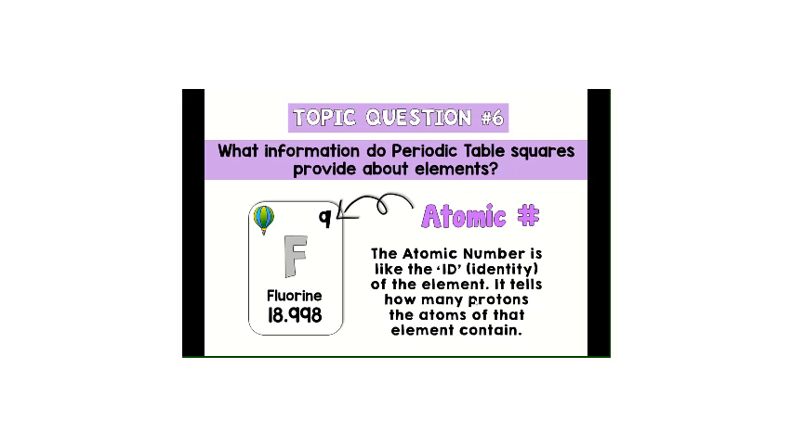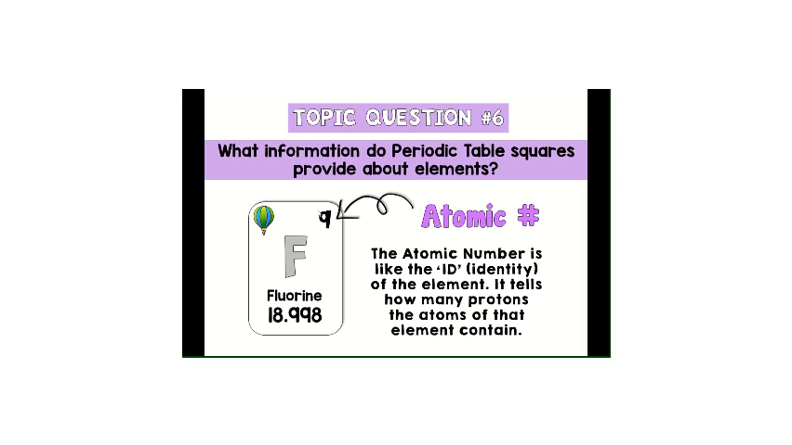So here we have fluorine, and this is really important. This number, your atomic number, tells you how many protons an element has. So fluorine has 9 protons. You would notice if you look at a periodic table, it's the only element that has 9, right? Hydrogen is number 1. It only has 1 proton. Okay, helium is number 2.